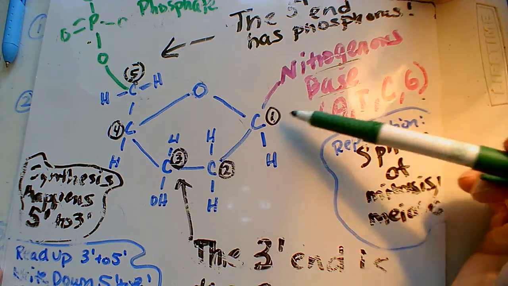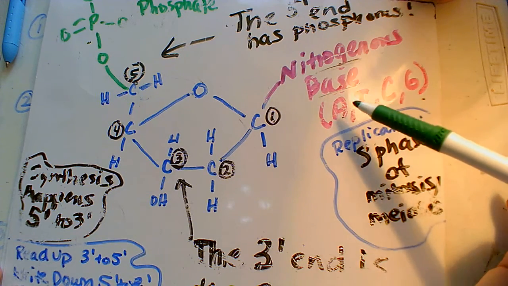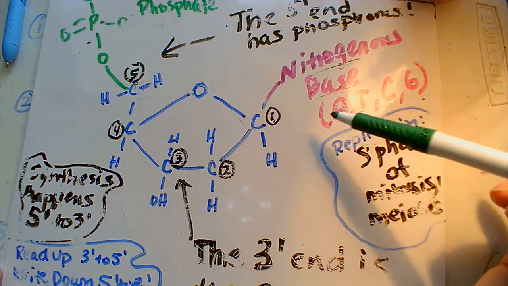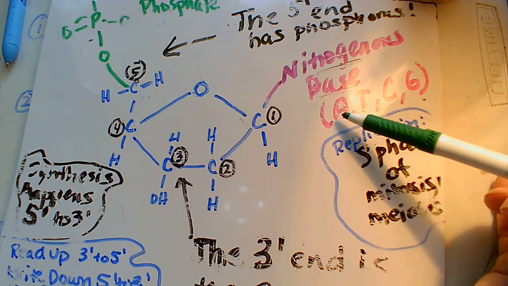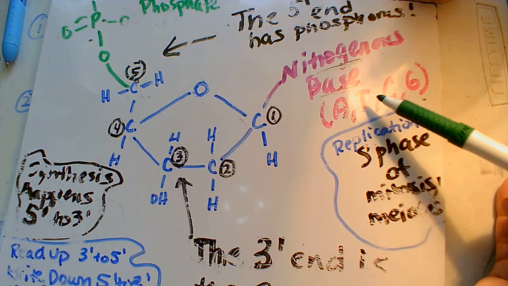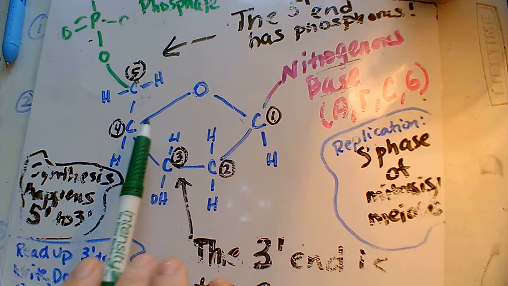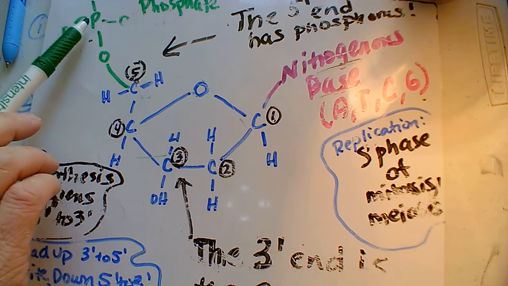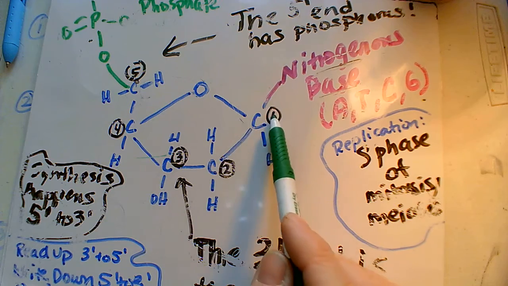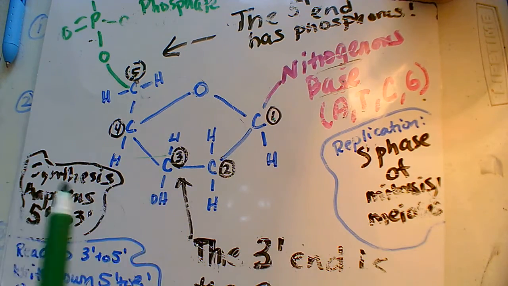Also on one side of it, attached to the first carbon of the sugar, is a nitrogenous base. And that nitrogenous base will change depending on which nucleotide you're looking at. One would have adenine, one would have thymine, one would have cytosine, and the other would have guanine. Okay, and then on the other side of this deoxyribose sugar is a phosphate attached. So at carbon 1 is the nitrogenous base, at carbon 5 is the phosphate.